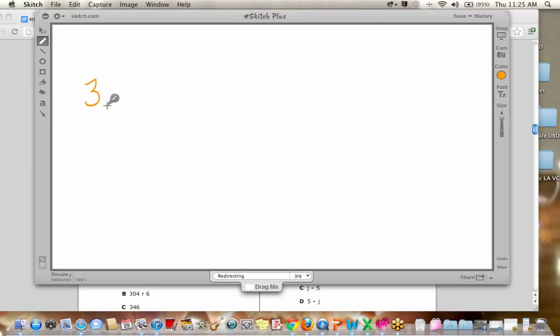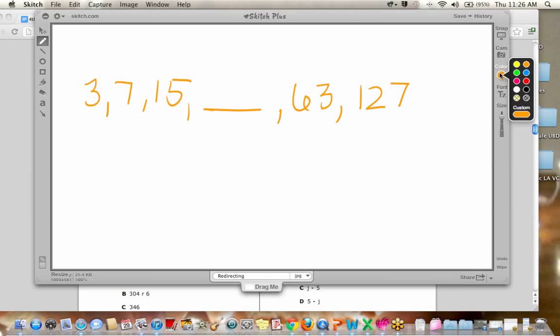Here's my pattern. I have a blank. Okay, so I need to figure out what it is that they're doing each time to move up, basically, because these numbers are all increasing. So, what would I do to a 3 to make it a 7? You add 4. Well, let's see if that works for everything.